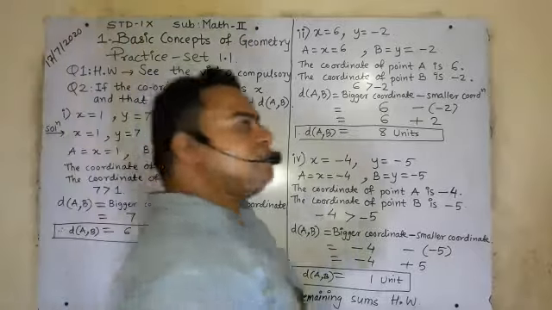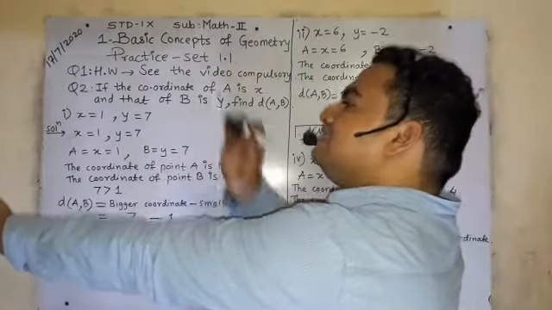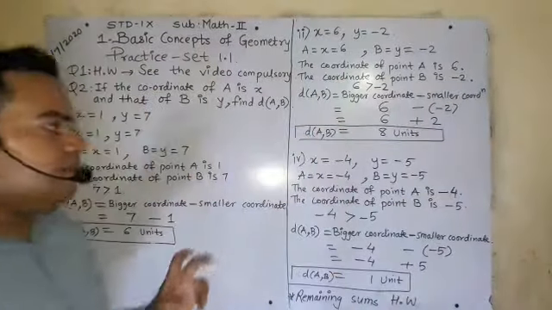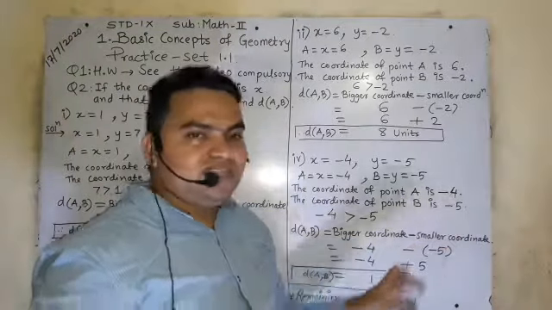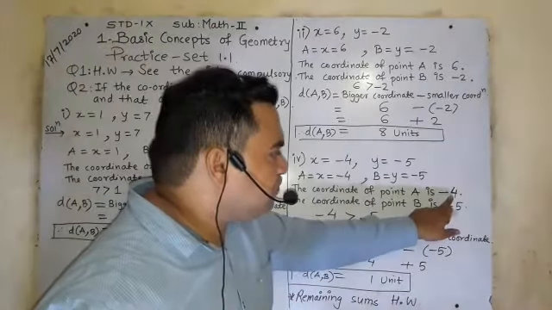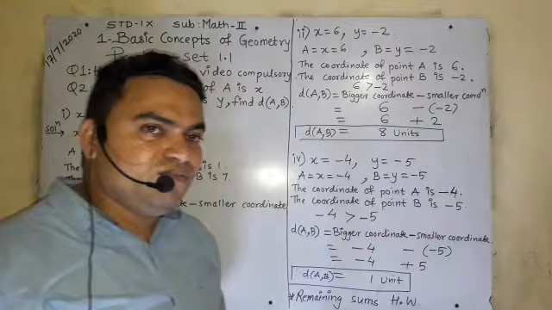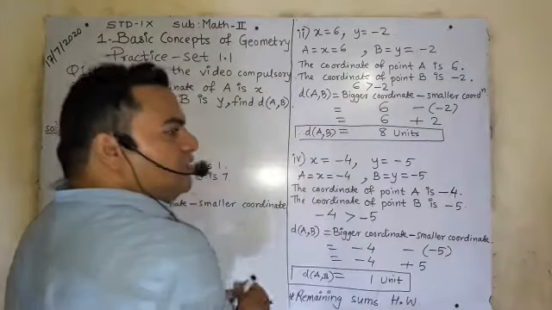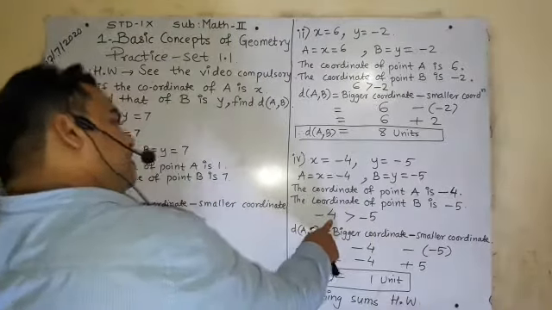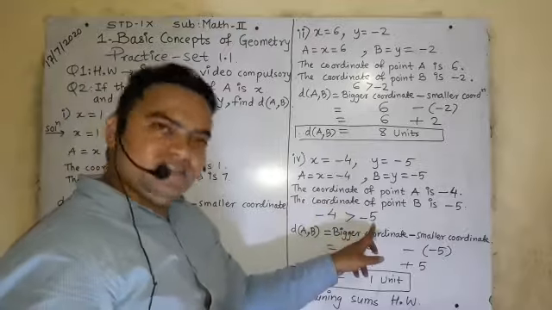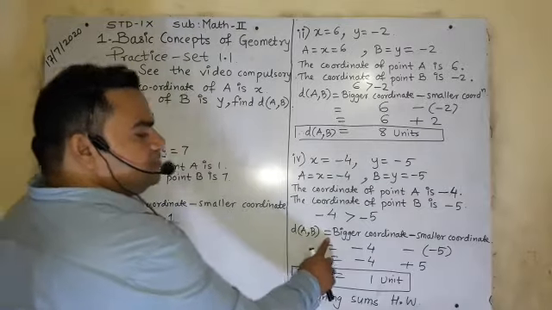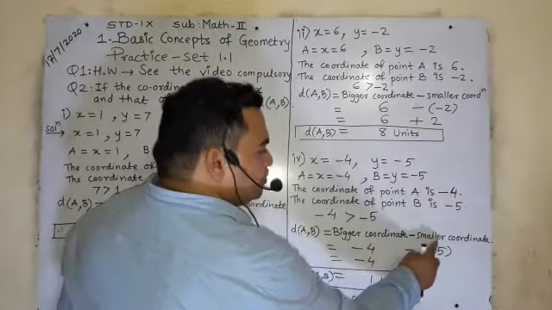Now we know the number is decreasing towards the left hand side. Numbers get smaller towards the left hand side of a number line. Imagine the number line, and both the numbers are negative. So minus 5 comes towards the left hand side of minus 4. Minus 5 will come to the left hand side of minus 4. Therefore minus 5 is smaller and minus 4 is greater. So I will write distance between point A and B is equal to bigger coordinate minus smaller coordinate.